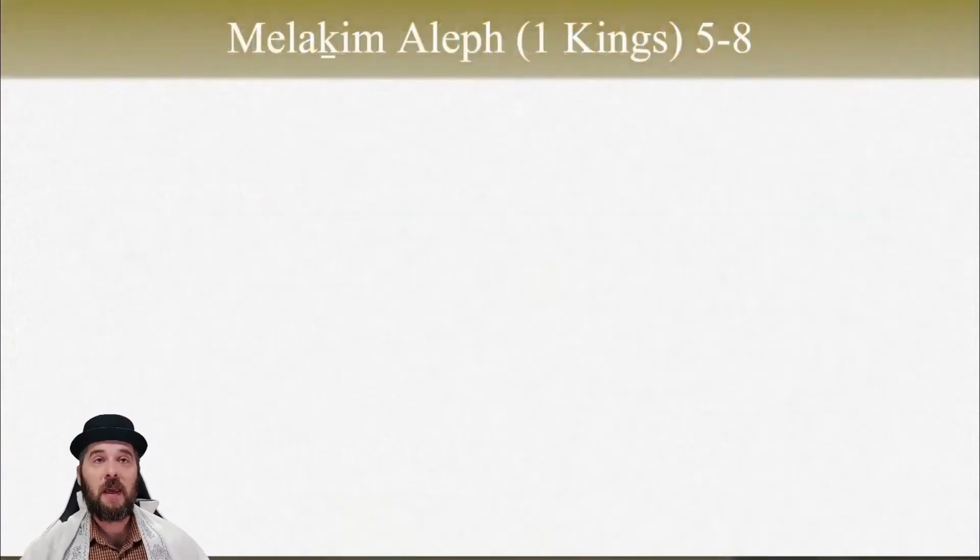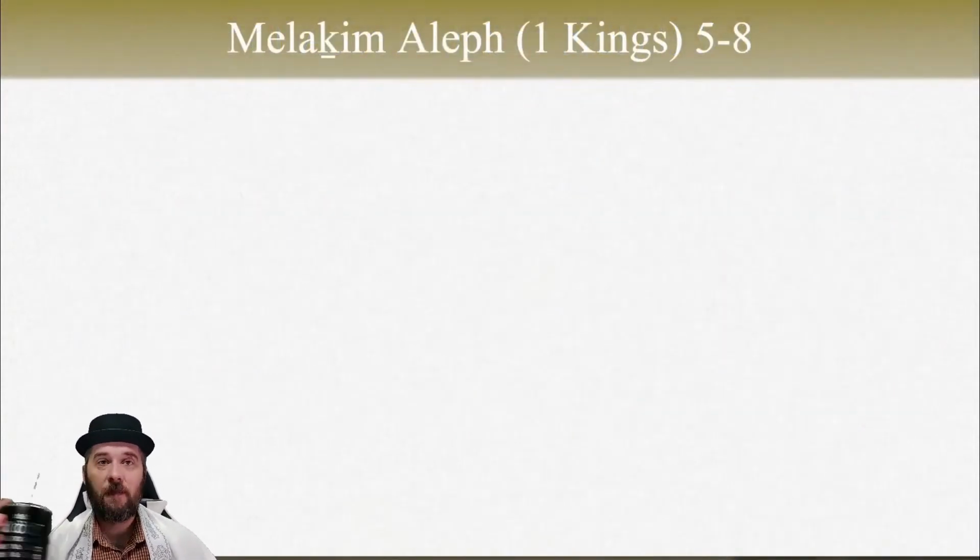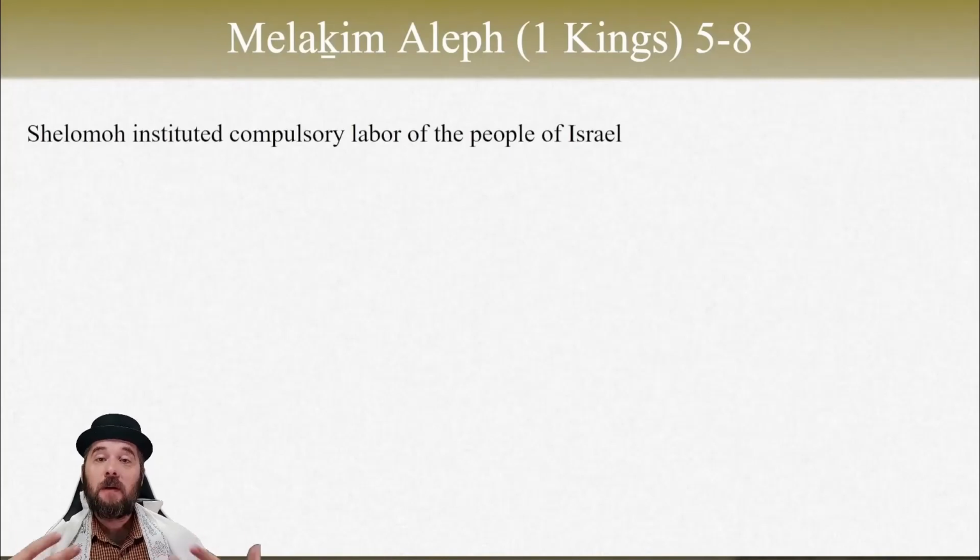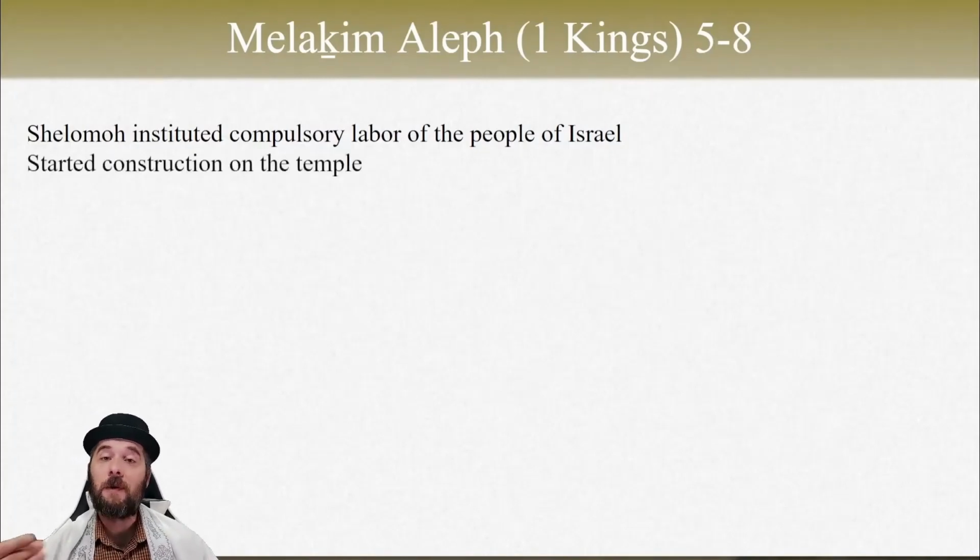Then we get into 1 Kings chapters 5 through 8. And here, Shlomo institutes compulsory labor of the people of Israel, but it also says that he didn't make slaves of them, but it was compulsory labor. Why was this done? Because they were building the temple.